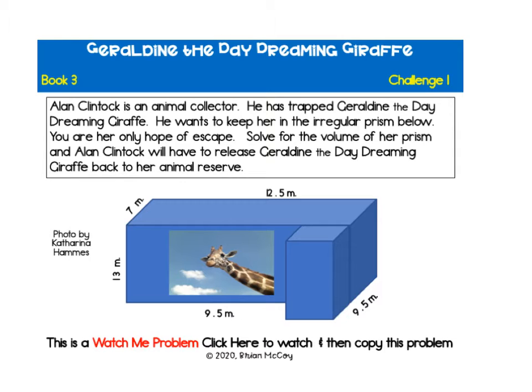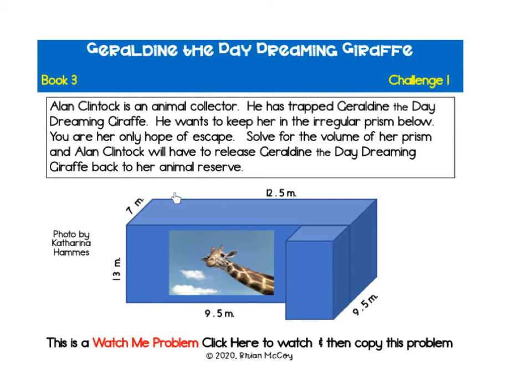Without further ado, let us move on to our scenario. Alan Clintock is an animal collector. Shame on you. He has trapped Geraldine the Daydreaming Giraffe. He wants to keep her in the irregular prism below, right here, my friends. You are her only hope of escape. Solve for the volume of her prism, and Alan Clintock will have to release Geraldine the Daydreaming Giraffe back to her animal reserve. Alrighty, so let's go ahead and get started.